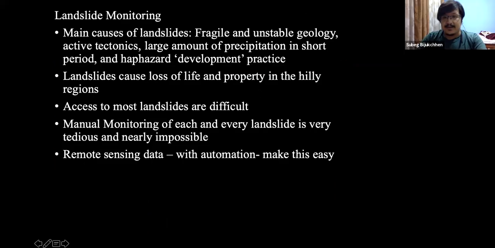Landslide monitoring. Let's talk about landslide monitoring here. So what are the main causes of landslide? As I talked about before, the main causes of landslide are fragile and unstable geology, and active tectonics, of course, and a large amount of precipitation in a short period. Precipitation can be rainfall or snowfall. What we have in Nepal is the monsoon climate, where we get almost 80% of our annual rainfall in less than 90 days. That's a huge amount of precipitation.